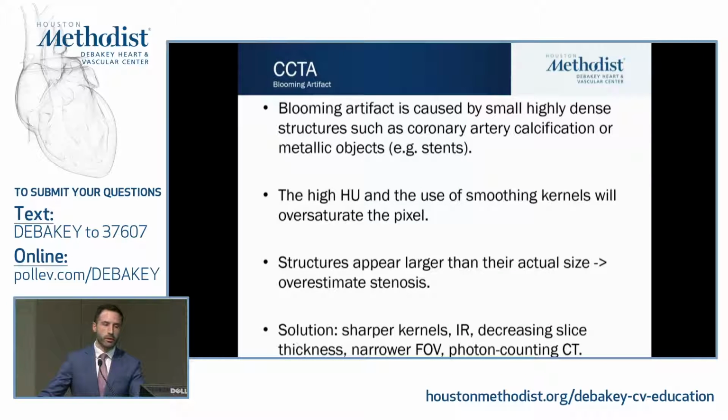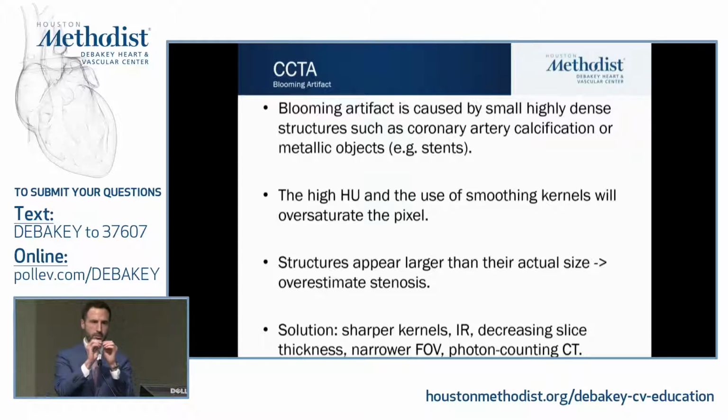Coronary calcium, especially a high coronary calcium burden, more than 400, more than 1,000, is challenging because of something called blooming artifact. The blooming artifact is commonly caused by small, highly dense structures like calcified plaque or metallic objects like stents. Basically what that means is that the lumen no longer is very obvious. That's typically caused by the high Hounsfield unit of that structure, and because of the use of what we call smoothing kernels that oversaturate the pixel.